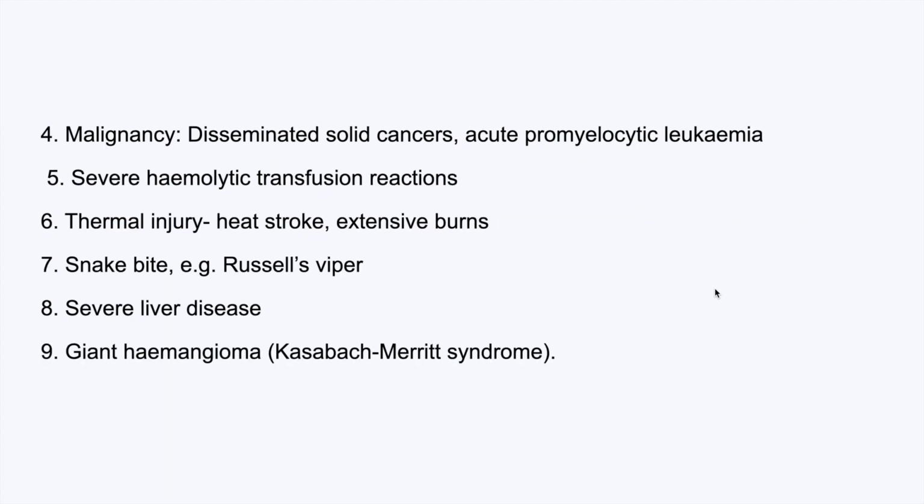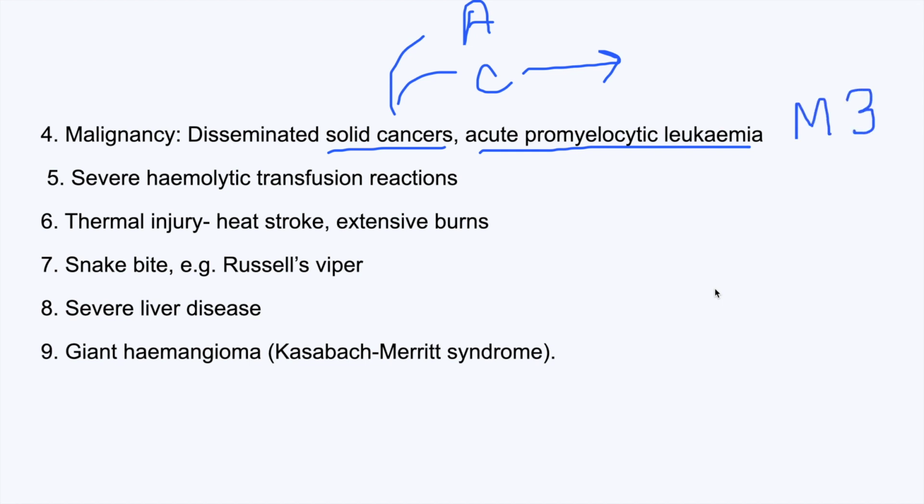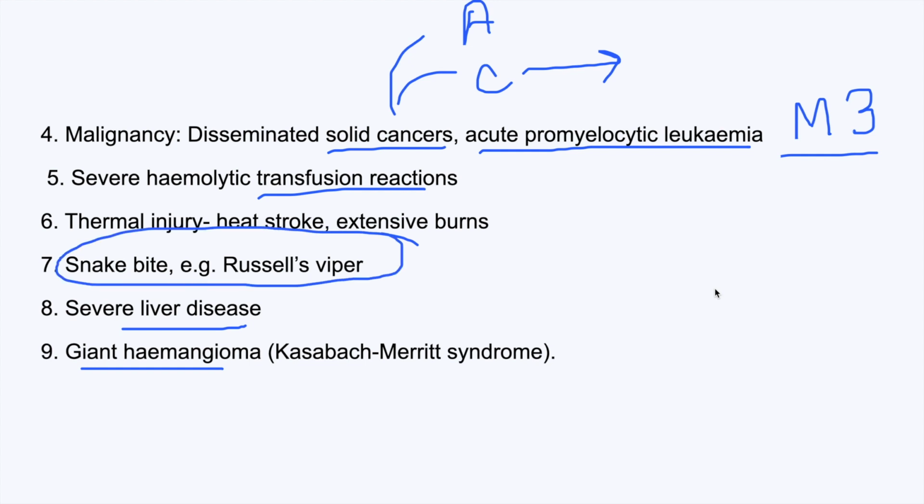Other causes are disseminated solid cancers. DIC is further divided into acute and chronic DIC, and solid cancers are known to cause chronic DIC. Another cause is acute promyelocytic leukemia, the M3 variant of AML, which is also known to cause DIC. Then certain transfusion reactions, thermal injury, severe liver disease, and giant hemangioma can all cause DIC. Another very important cause is a snake bite. Snake bite can also lead to DIC.